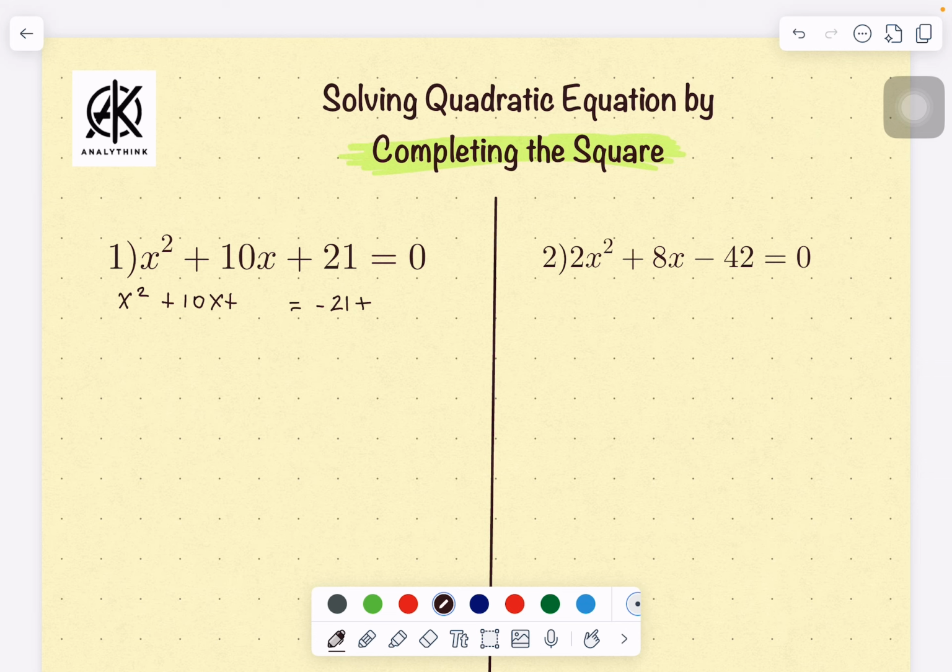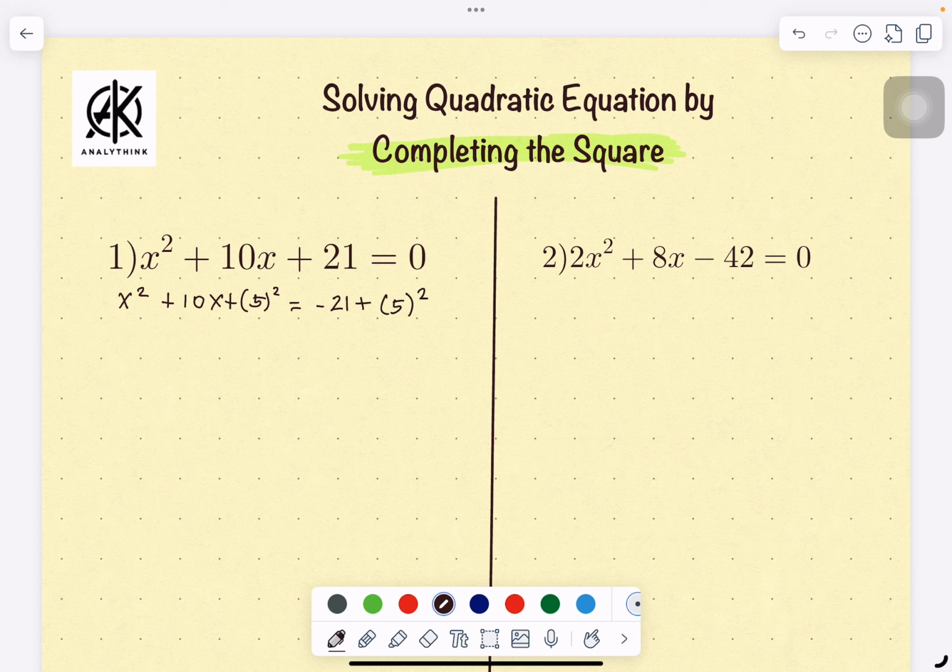The term that we're going to add is half of the second term, squared. That means 10 divided by 2, squared. 10 divided by 2 is 5, so that would be 5 squared. I added 5 squared here, so I will add 5 squared here as well.